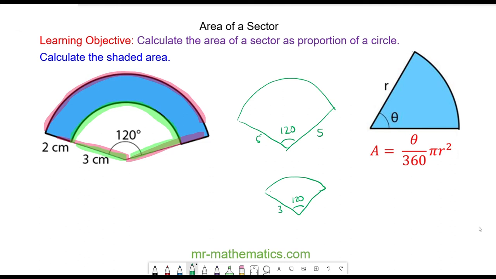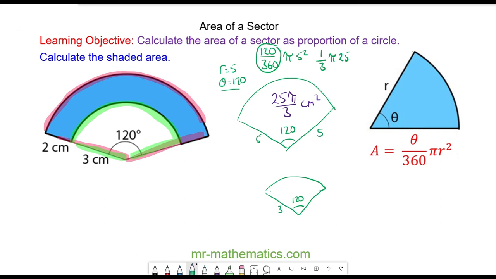For the bigger sector, the radius is 5, and theta is equal to 120. I'm going to substitute these two values into the formula. So theta, 120, divided by 360, multiplied by pi, times the radius squared. This will simplify to make 1/3. And 5 squared is 25, so it is 1/3 times pi, times 25. So the bigger sector has an area of 25 pi over 3 centimeters squared.